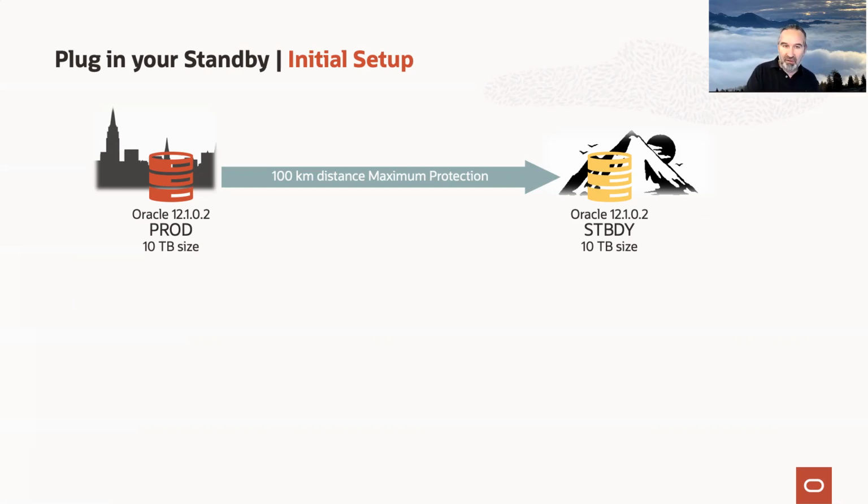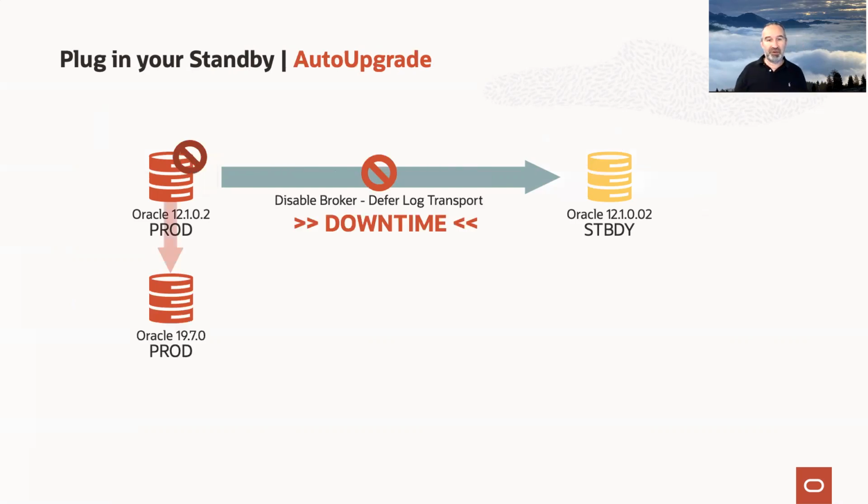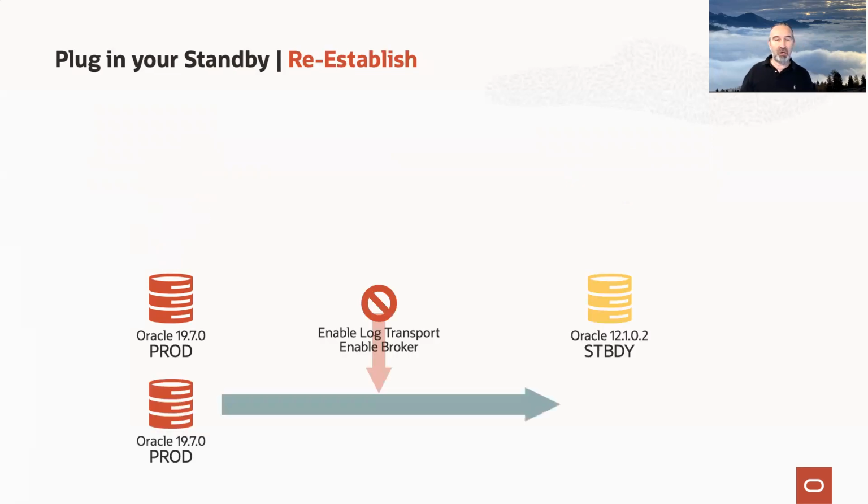When we plug in, so we upgrade and plug in the red one, this activity needs to be replicated to the standby. This is our idea. So at first, we disable the broker and I defer the log transport. We stop the application, everything. Production will be upgraded now to 19c, 19.8, 19.9, or whatever. And once this is completed in production, I enable the log transport.